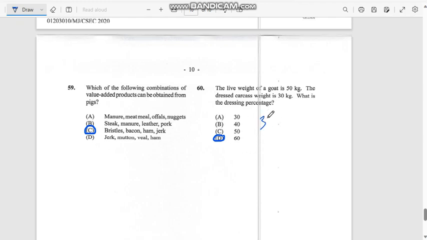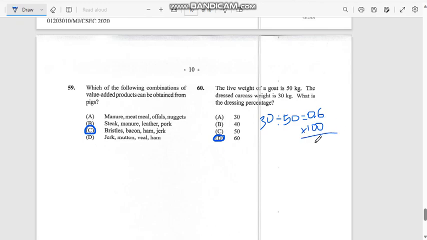Alright, so we have 30, and we're going to divide the 30 by 50. 30 by 50, we have 0.6. Let me put this point so you guys can see this well. We have 0.6. So we're going to times the 0.6 by 100, guys.